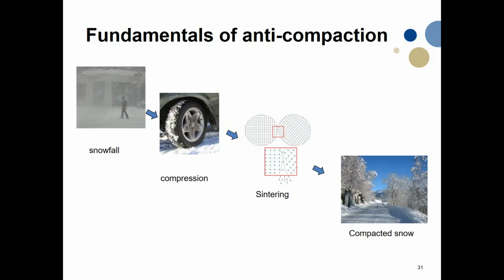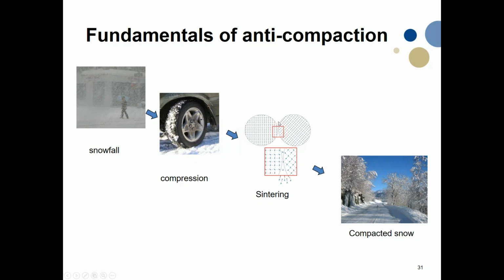And how does it work? Well, let's take a situation where we don't do anything. We just start with a snowfall. We get a lot of snow crystals falling on our road, and traffic directly starts to compress it. We bring the snow crystals closer to each other, and it's very similar to making a snowball. You increase the density, and then something happens in the snow.